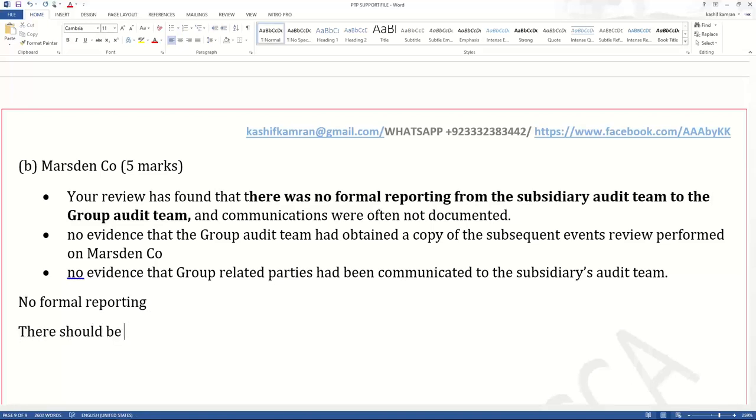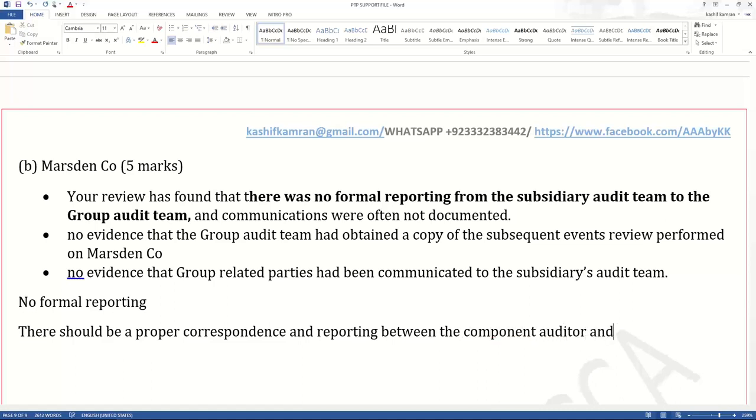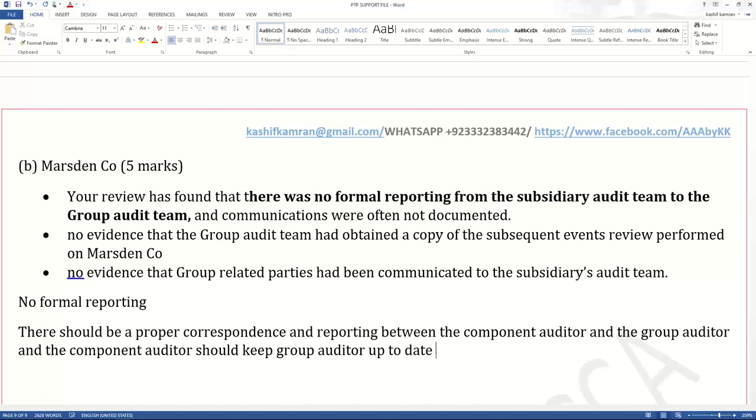There should be proper correspondence and reporting between the component auditor and the group auditor. And the component auditor should keep the group auditor up to date of any issues or problems in the component audit.